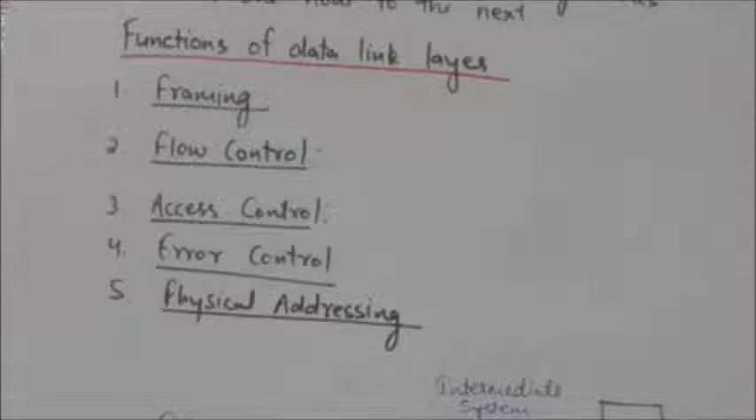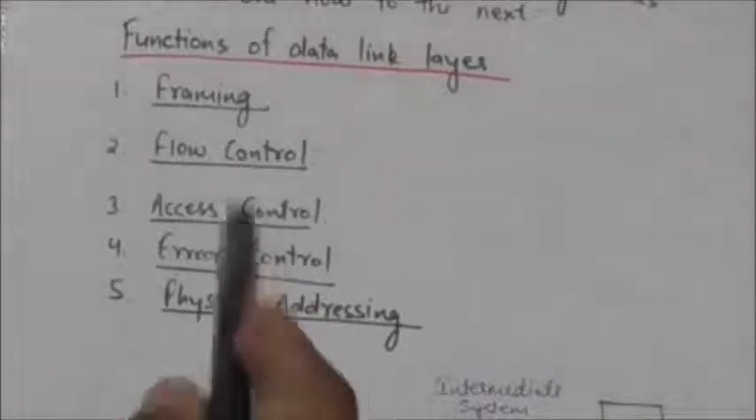It also uses a mechanism to recognize duplicate frames. So in this way it provides error control, and in this way it adds reliability to the physical layer. Another functionality of the data link layer is physical addressing, right?